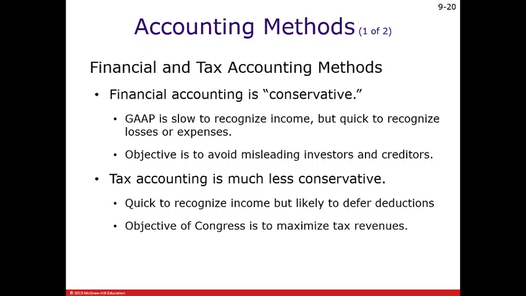So the overall accounting method would be either cash, accrual, or some hybrid method where you incorporate cash for some parts of your business and accrual for other parts. Specific, again, LIFO, FIFO, weighted average as it relates to inventory.